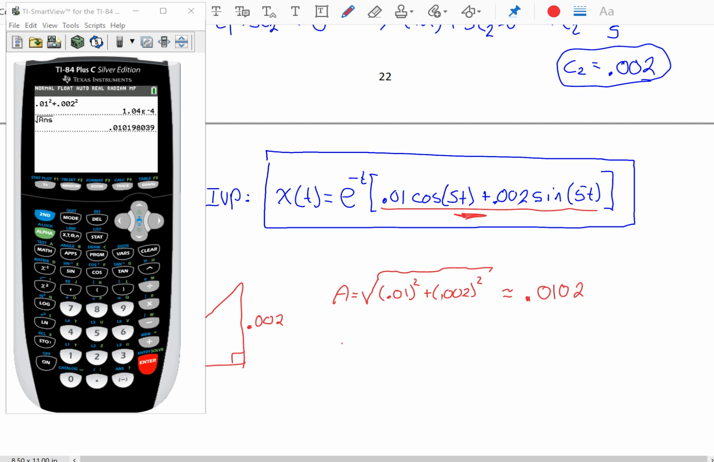And remember our phase angle now, delta, is going to be the arctangent of C2 divided by C1. So here, arctangent 0.002 divided by 0.01. And again, I'm going to write this one to maybe 3 decimal places. So how about 0.197.